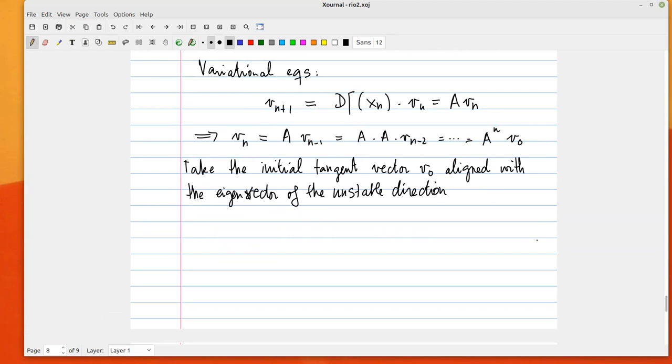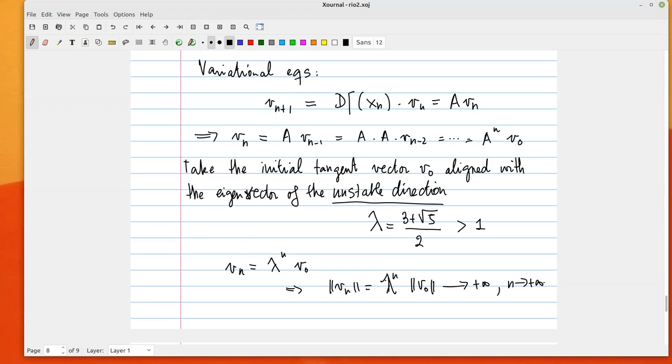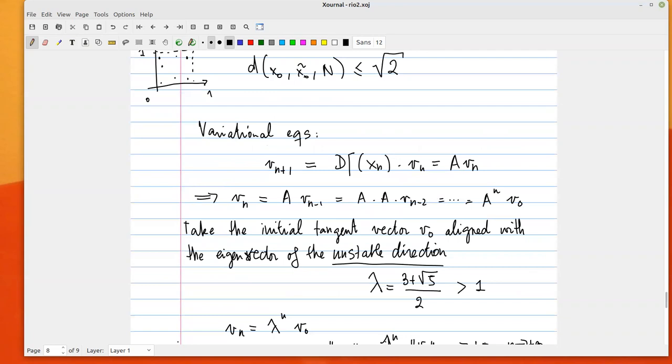What do we have? The unstable direction is associated to the eigenvalue lambda. You can check that this is an eigenvalue and it's greater than one. So what do you get if you select V0 like this? You get that Vn is equal to lambda^n V0. And in particular, the norm of the tangent vector is equal to lambda^n times the norm of V0, and it goes to plus infinity when n goes to infinity. And yet, the distance was trivially bounded by square root of 2.